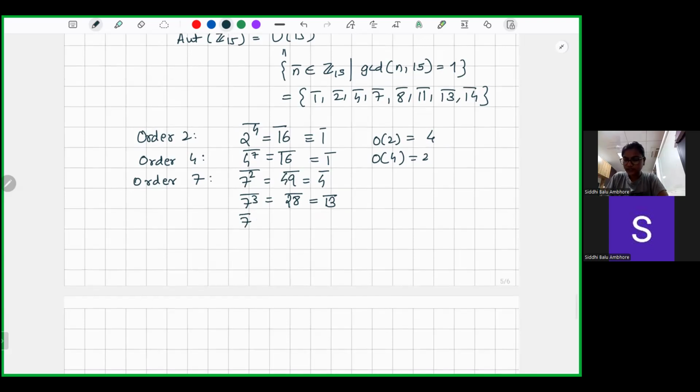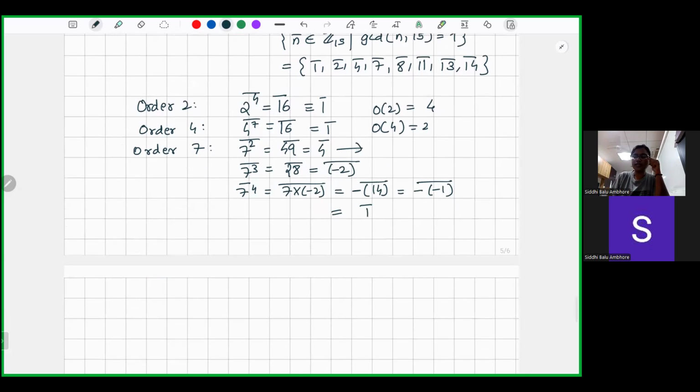or we can just write this as minus 2 bar, it doesn't matter. Let me write this as minus 2 bar for simplicity. So 7 to the 4 is 7 into minus 2 bar, so that is minus 14 bar. But 14 bar is minus 1 bar in Z15. So I get here 1 bar.